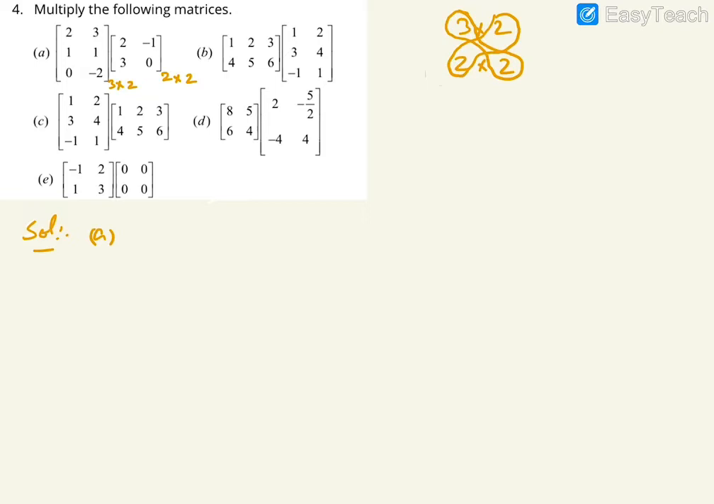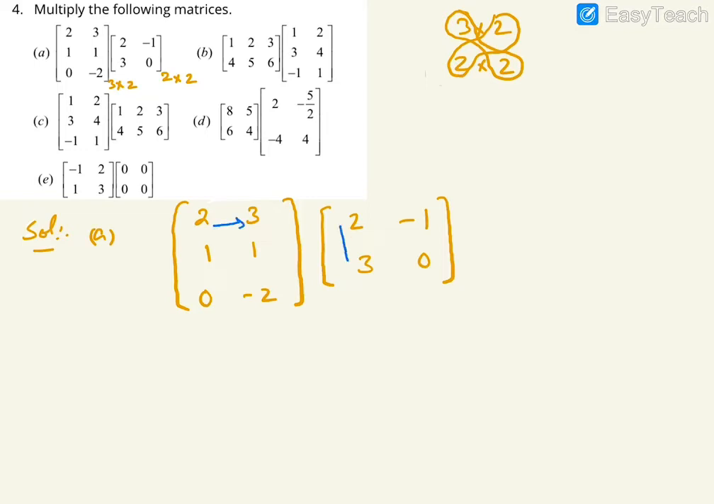So we are going to multiply. First let me write so that it will be easy. 2 into 3, 1 into 1, 0 minus 2. This matrix is multiplying with 2 minus 1, 3 and 0. So how we are going to multiply? First of all, this row will multiply with this column, and again this same row will multiply with the second column. So we need 3 rows and 2 columns.